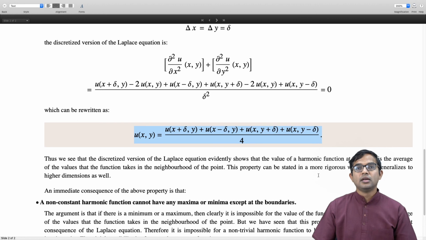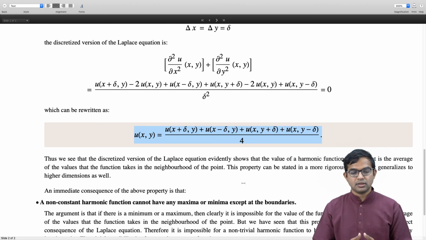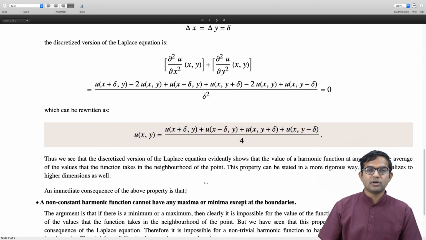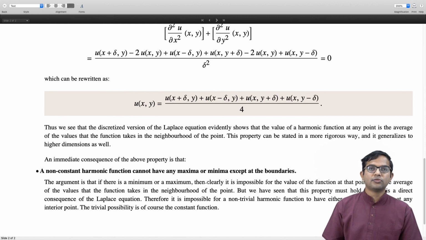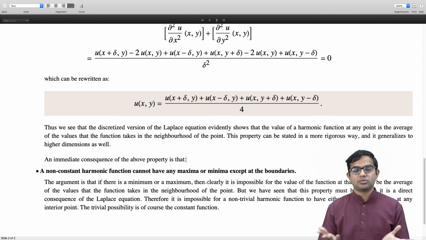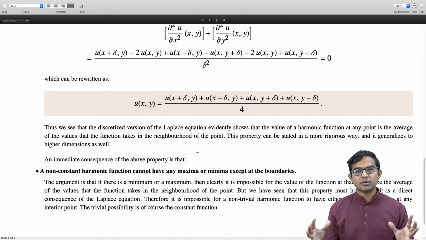So the fact that there is this mean value property is completely equivalent to the fact that the harmonic function cannot have any maximum or minimum except at the boundaries, unless you have the trivial solution. If you have a trivial solution where the harmonic function is just simply a constant, then every point is a maximum or every point is a minimum, but that's a very special and trivial type of scenario. But in general, these two properties do hold for harmonic functions, and they are completely equivalent.